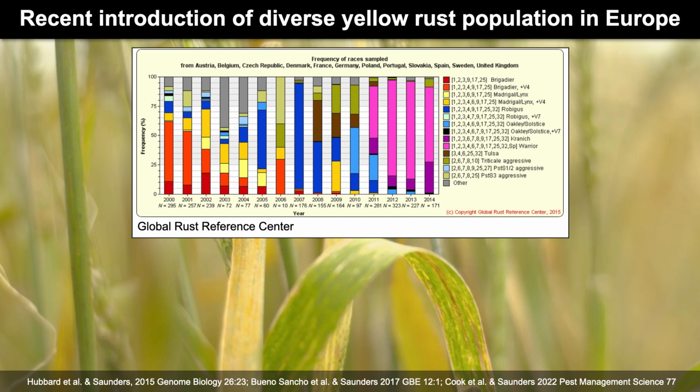If you have good eyesight, you'll be able to see the years along the bottom. And the colors of these bars represent different strains. In 2011, you see this pink area appears, and then this pink area really takes over. So this is the arrival of a new strain, and then it becomes the most dominant strain present in Europe.